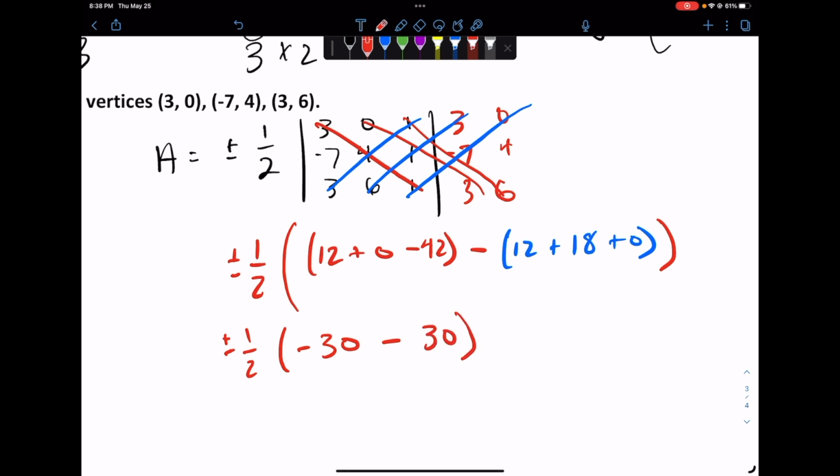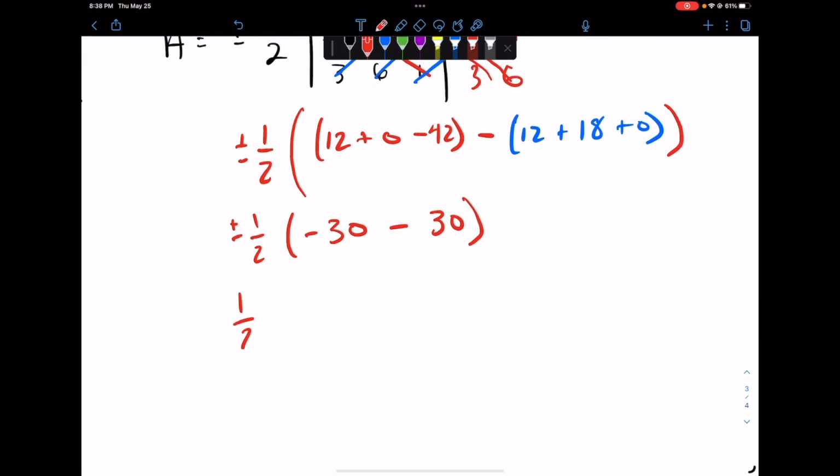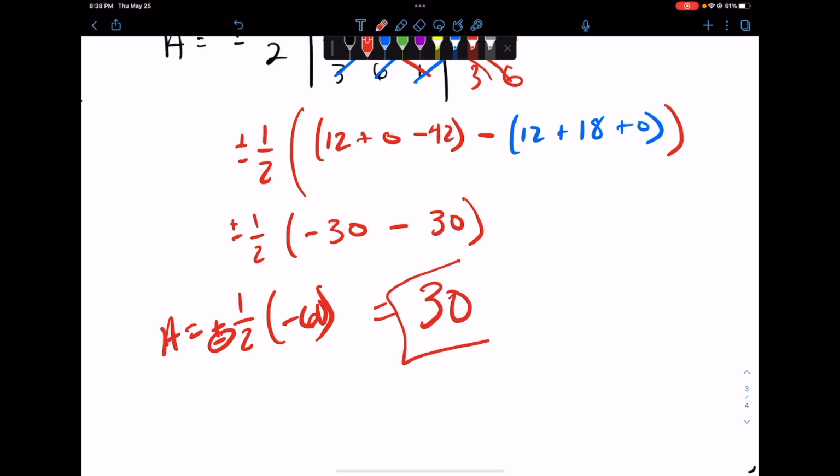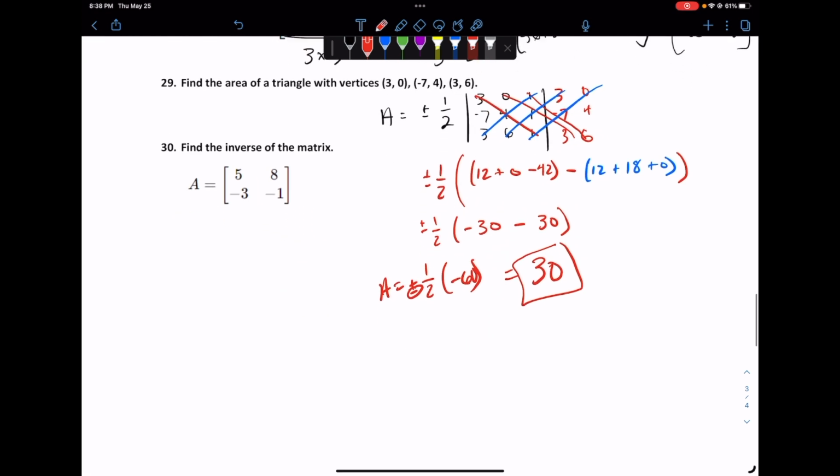So let's see, -30 minus 30 is -60. So we have 1/2 plus or minus times -60. We want to use the negative, so our area is going to be 30. There we go.